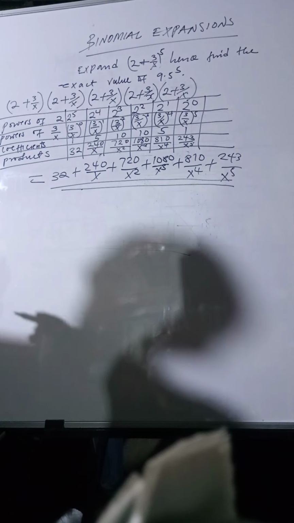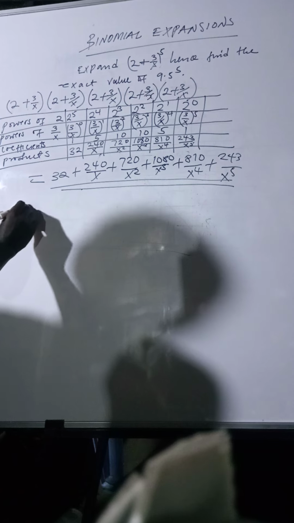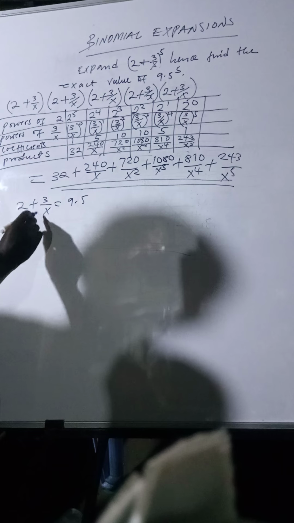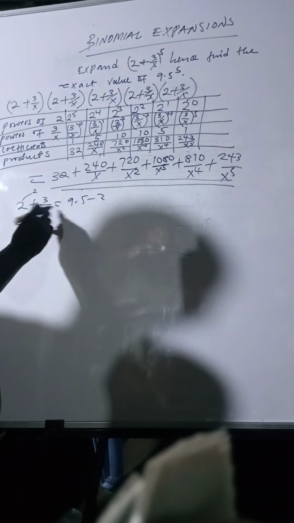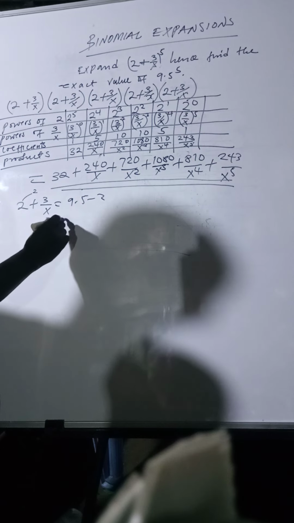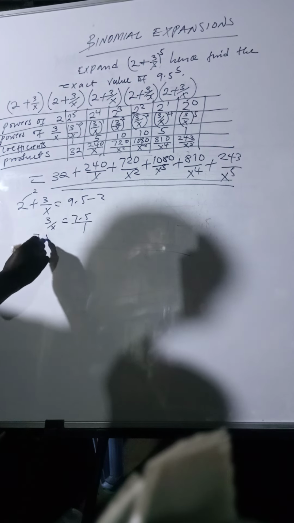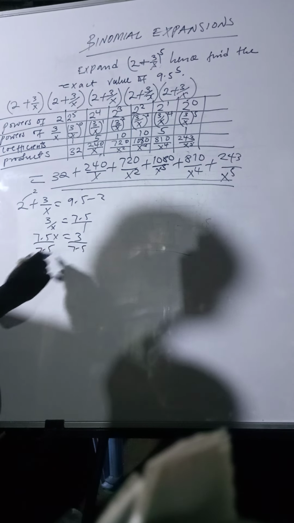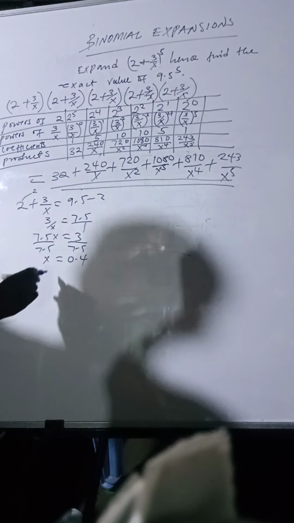Hence we are told to find the value of 9.5 raised to the power 5. Now we will say 2 plus 3 over x should give us 9.5. Now you subtract 2 from both sides. Get 3 over x is equal to 7.5. Now this is over 1. Cross multiply, we get 7.5x is equal to 3. Divide both sides by 7.5. Then x is equal to 0.4.